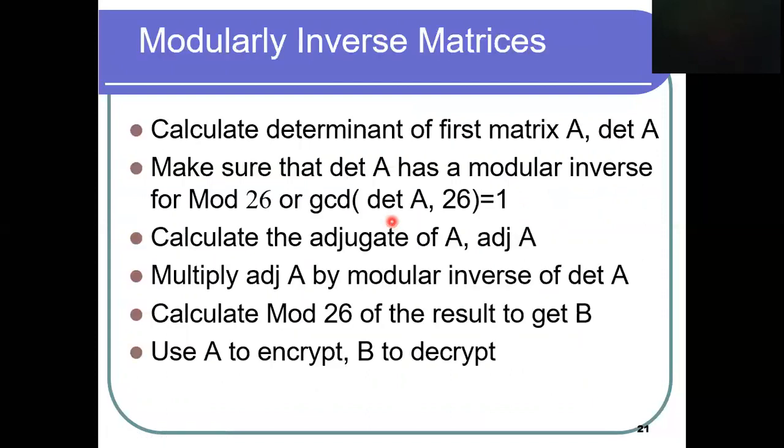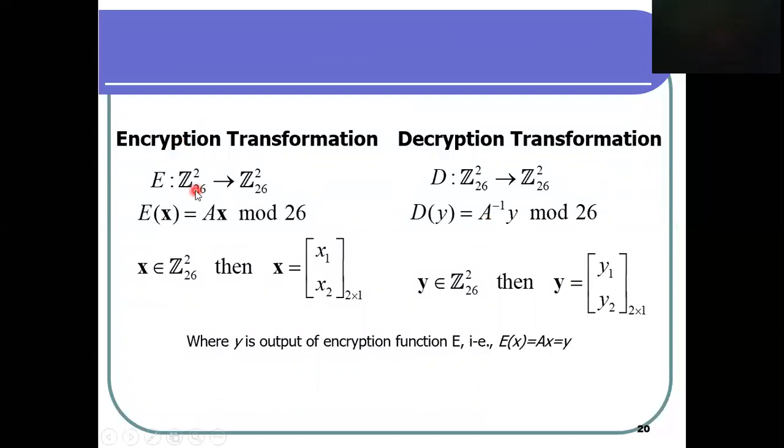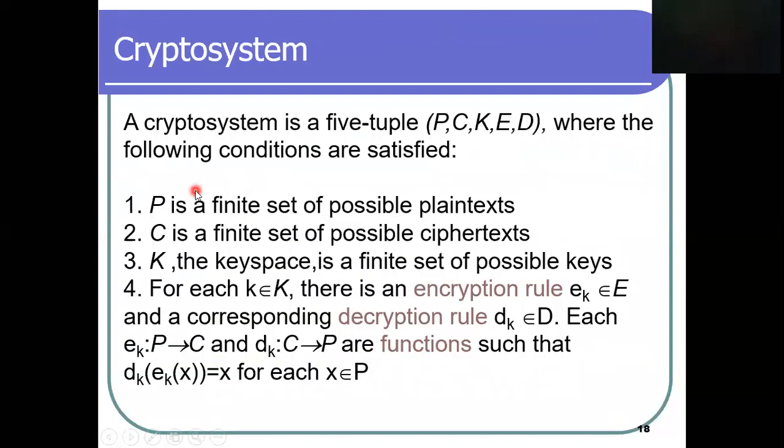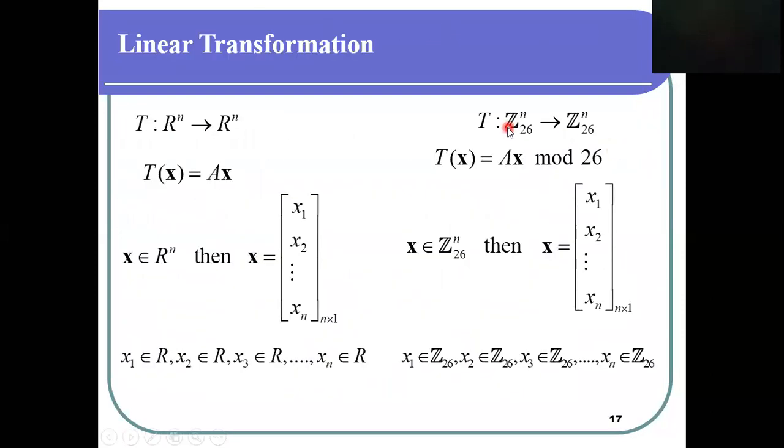So, modular inverse matrices. Dear student, you can take any matrix of size n cross n. I generally write it over here as a general n cross n matrix. If you put n equal to 2, then the matrix or transformation will be 2 by 2.